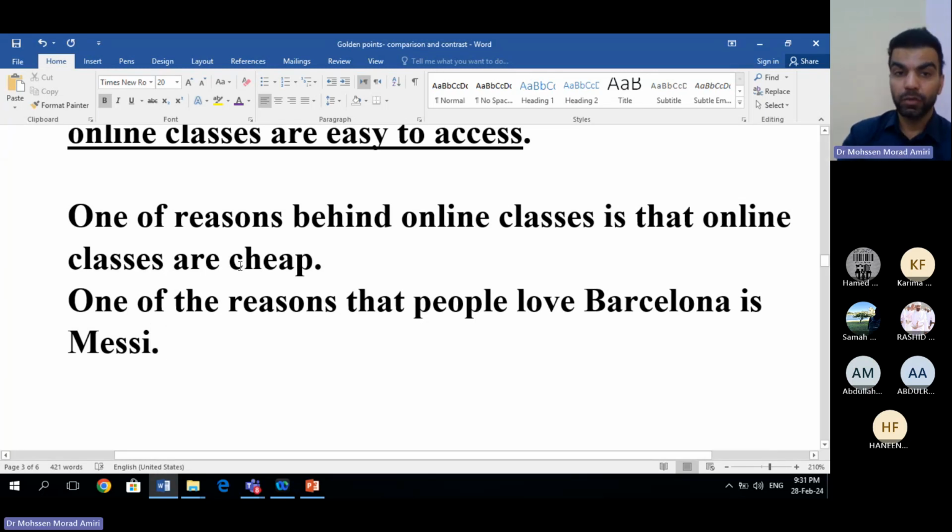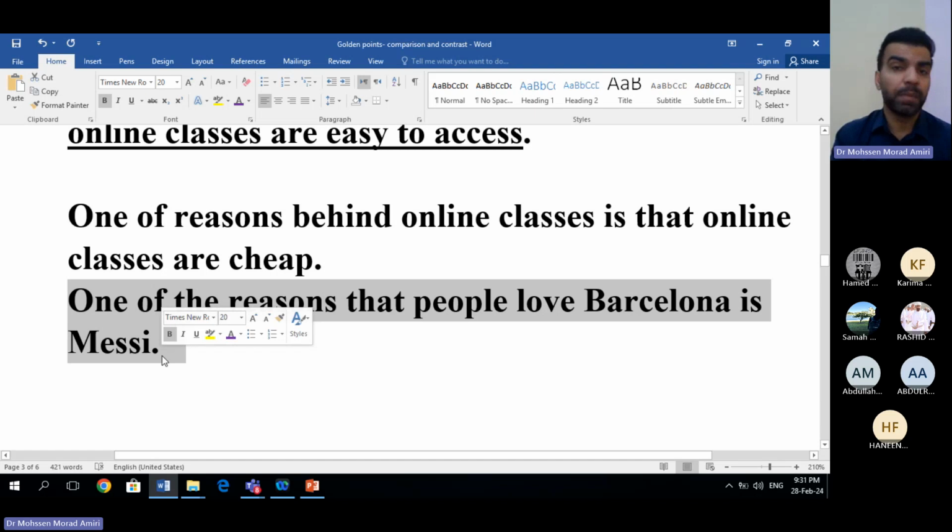You can write it like this also if you don't want to write "behind", because your mark will be high if you use advanced English. That is advanced, but this is easy and simple English.